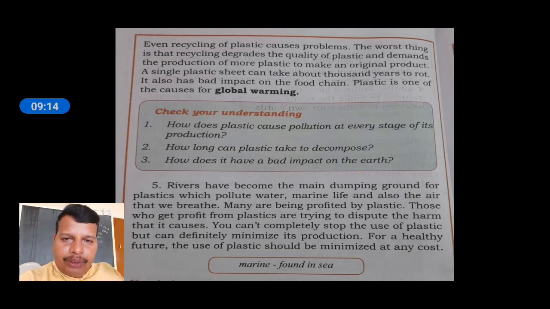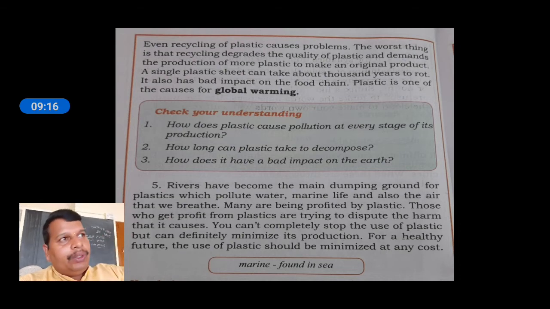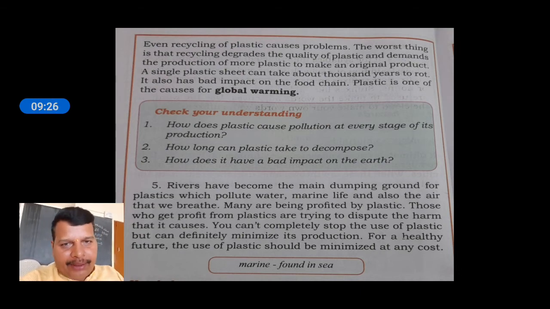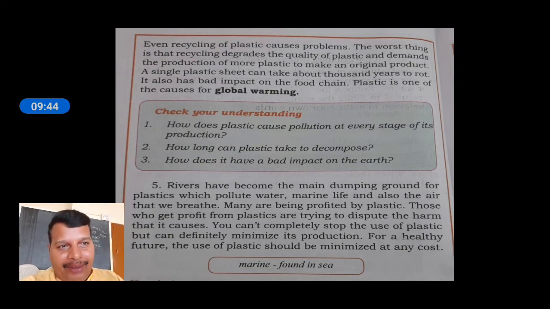Here, rivers have become the main dumping ground for plastics, which pollute water. When we use the plastics, we go and throw them there. That is the dumping yard. Even the rivers. Corona has avoided all these things nowadays because everyone is locked down at home. The whole nature can become very healthy because human activities are avoided. So, marine life and also the air that we breathe.